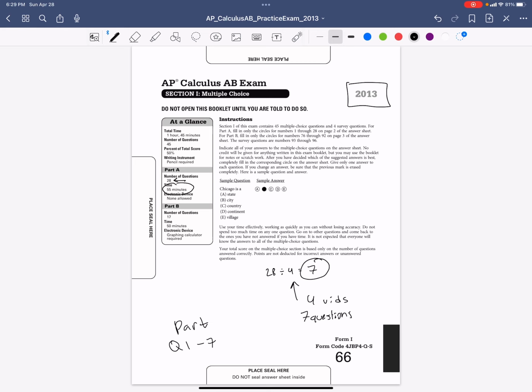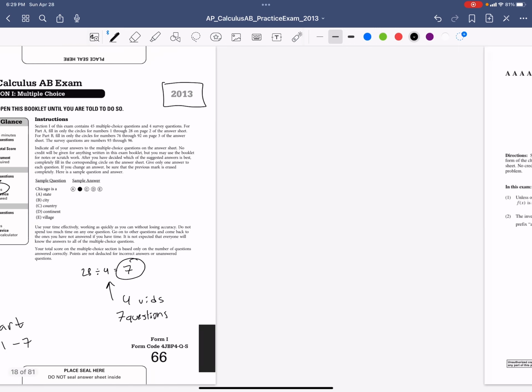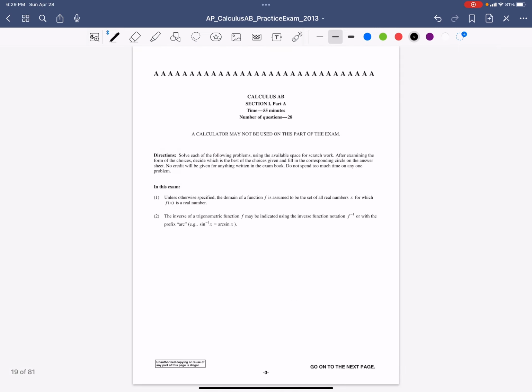Just a heads up, the answers are highlighted because Mr. Sanchez isn't perfect and I want to make sure I get the right answers. So I'm going to show you guys how to work your way to the right answer. Okay, so let's go ahead and get started.